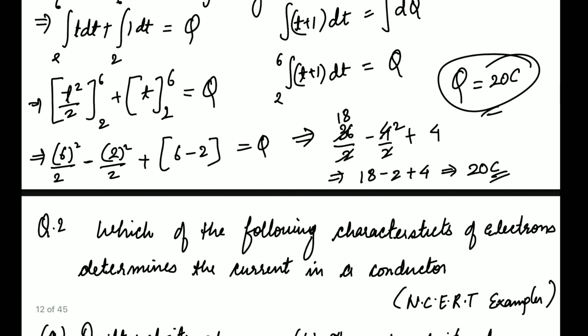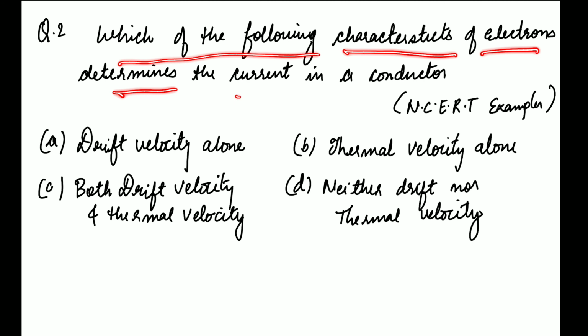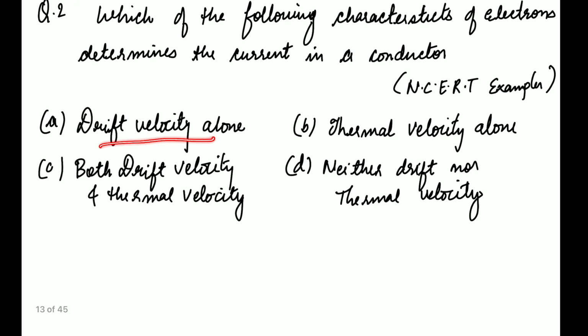All right, great. Let's move to our next question. It says: which of the following characteristics of electrons determines the current in a conductor? This is an NCERT exemplar problem. You have 4 options: drift velocity alone, thermal velocity alone, both drift velocity and thermal velocity, neither drift nor thermal velocity. So we have studied the drift velocity topic.